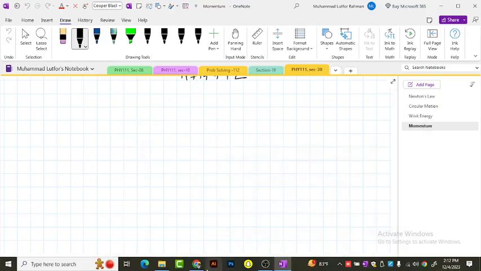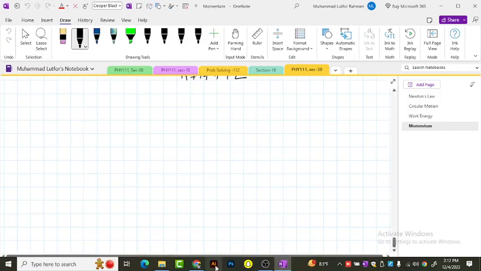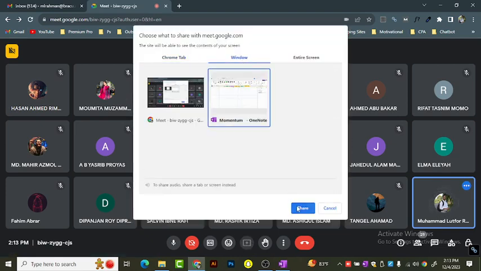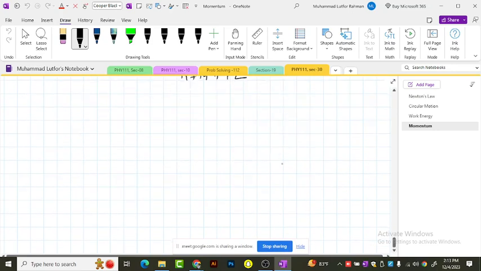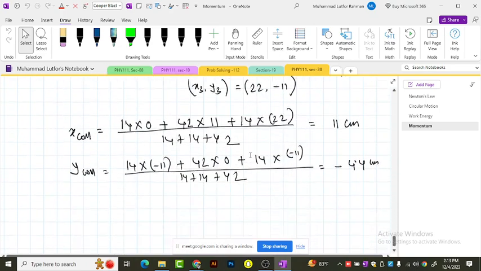Actually, we started with linear momentum and we discussed the center of mass of a system. We also found the center of mass for point mass distributions and also for continuous mass distributions, right? So those are the topics discussed in the previous class.